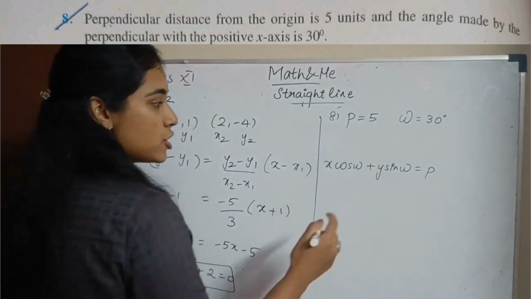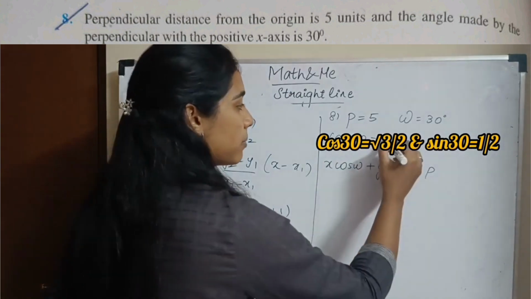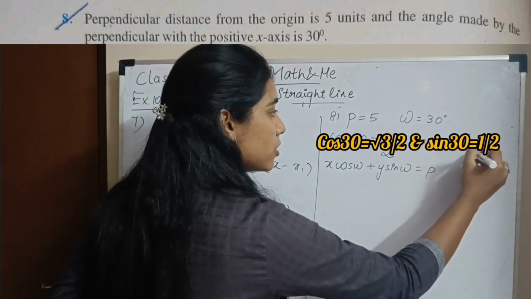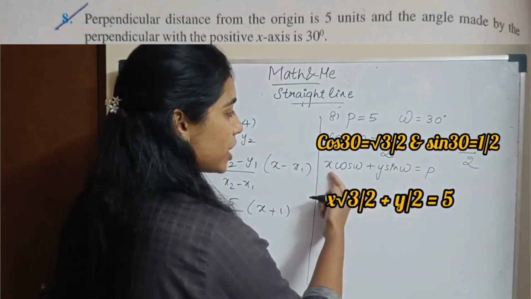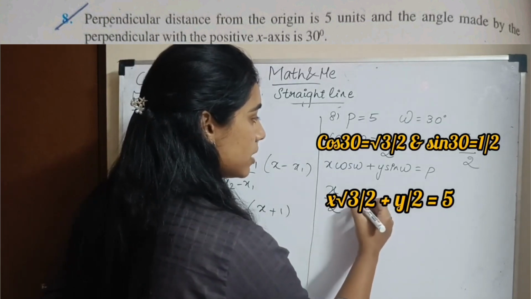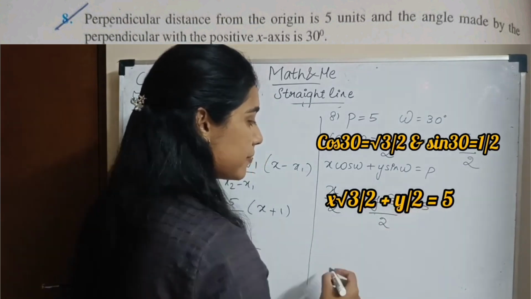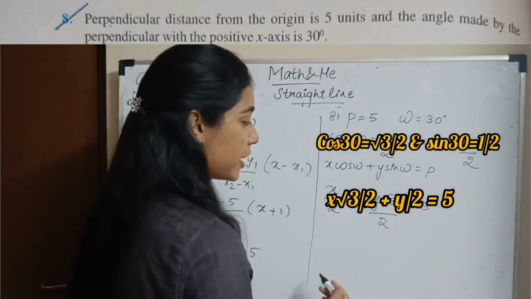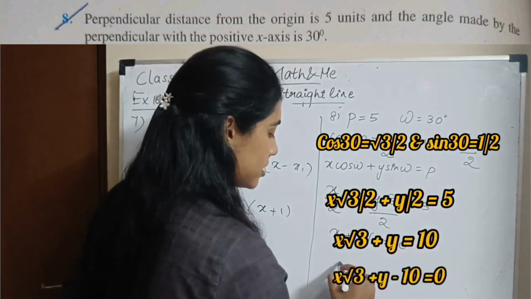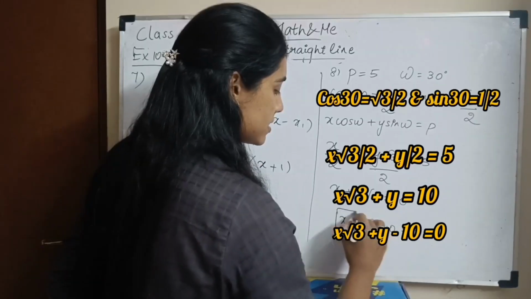So this is given. So what is your cos omega? Cos 30. Cos 30 is 1 by 2. Your sin 30 is root 3 by 2. So you have x cos 30, which is x times 1 by 2, plus y times sin 30, which is y root 3 by 2, equals 5. I'm going to multiply both sides by 2. So I have x plus y root 3 equals 10. So x plus y root 3 minus 10 equals 0 is the equation.